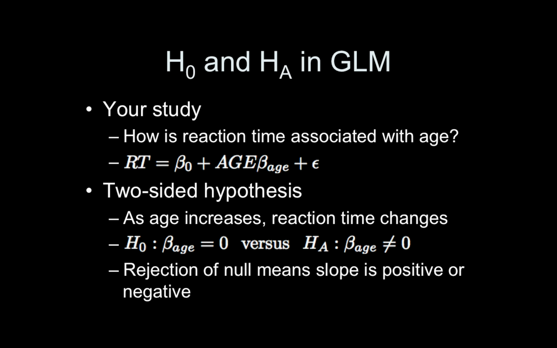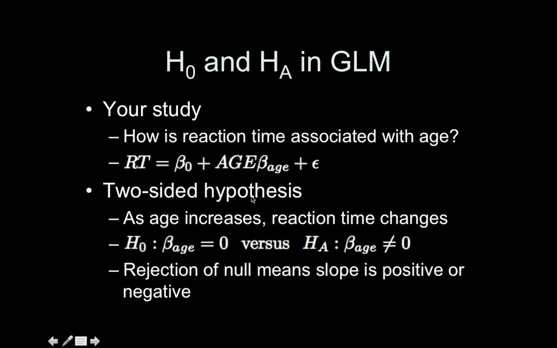So for this study example I've been using, reaction time and how it's associated with age, this was our model. Reaction time equals beta naught plus age times beta age plus epsilon. So there are different types of hypotheses you can run. I'm going to focus on beta age. This is my parameter of interest. I want to know if there's a linear relationship.